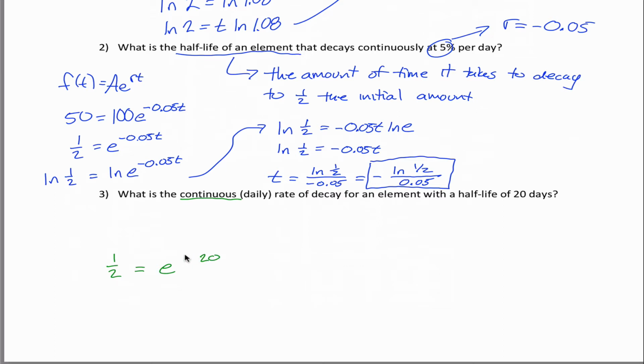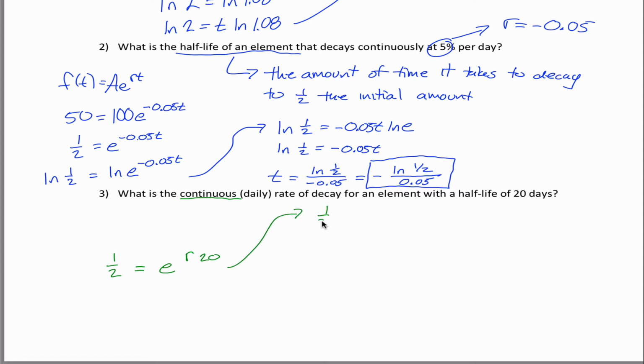What do I plug in for r? Plug in r for r, because it's asking you what is the rate. You're supposed to solve this equation for r. That's kind of weird looking. Well, yeah, you could rewrite it as 1/2 equals e to the 20r power, because r times 20 is 20r. And then solve this equation.